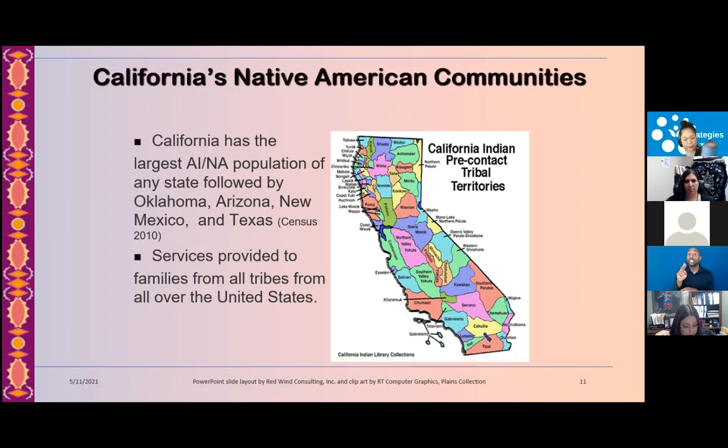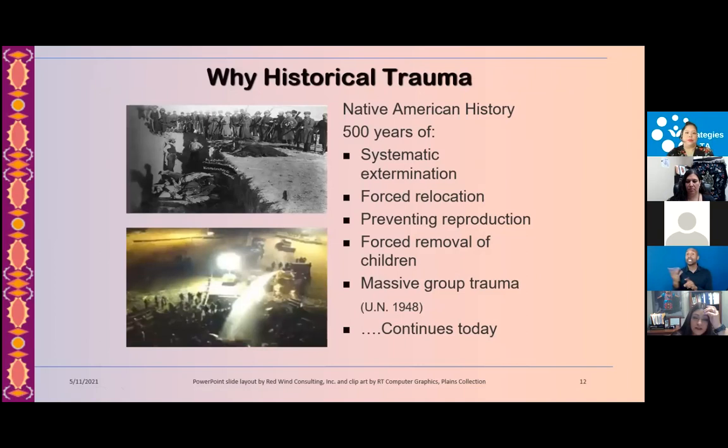So Lydia had mentioned that we're going to be talking about the history. And so for the Native American population, it's historical trauma. In regards to our history, it meets the criteria for the United Nations word for genocide. So we have 500 years of systematic extermination. And when that wasn't able to be completed, we see also the phase of assimilation. And so we see the forced relocation.